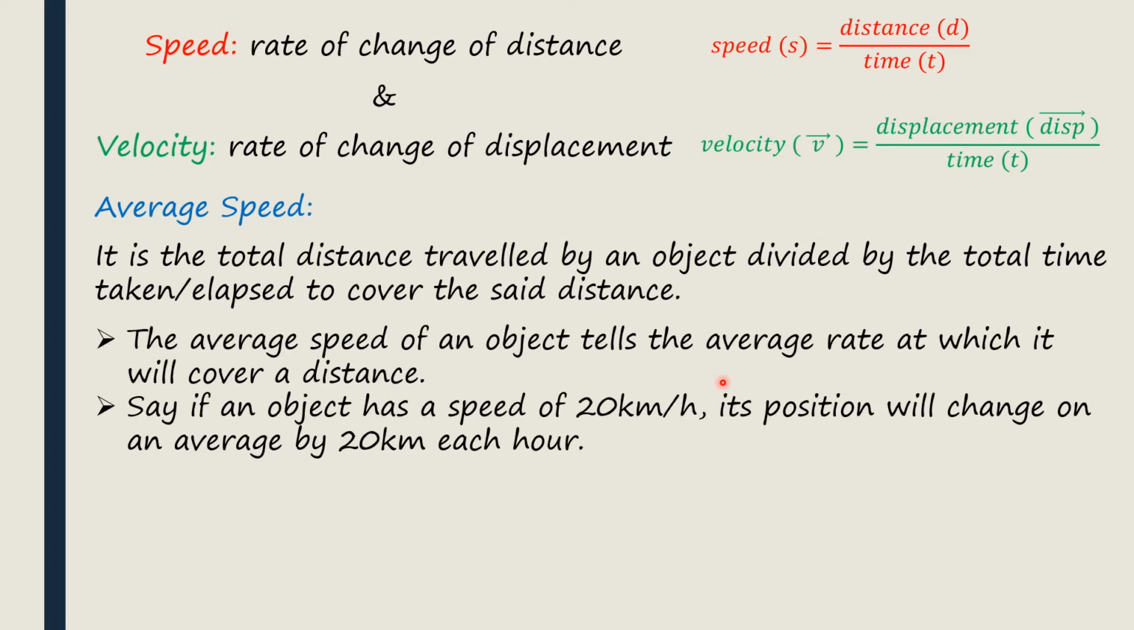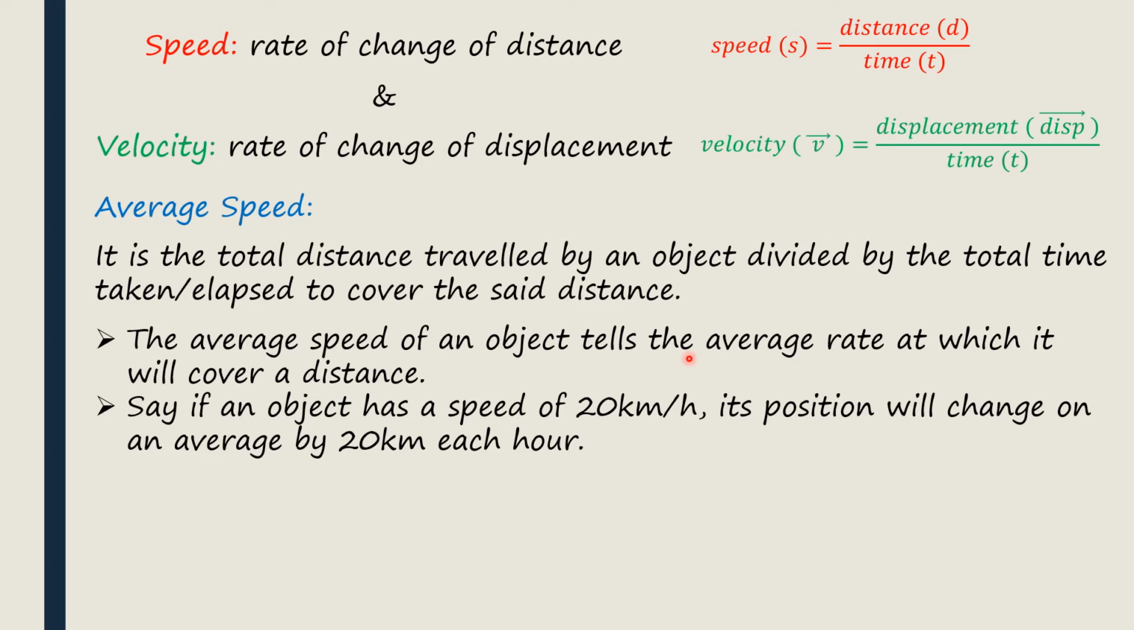The average speed of an object tells us the average rate at which it will cover a distance. So the average speed gives us an average value of the rate at which it covers a particular distance in a given time. So that is the use of average speed.